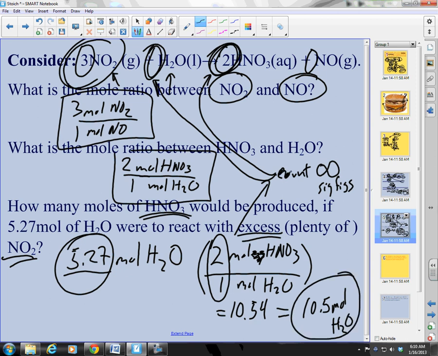I don't know if this is really a count. It's a definition. Sorry. It's defined. These mole ratios are defined. Okay. 10.5 moles of HNO3. Any questions? Great. Let's move on.